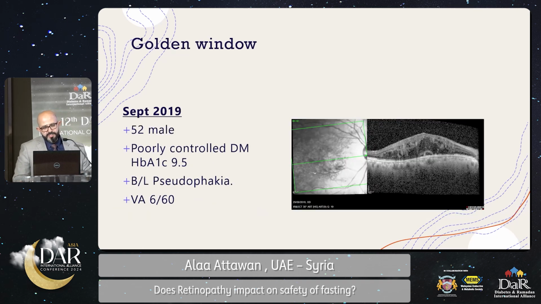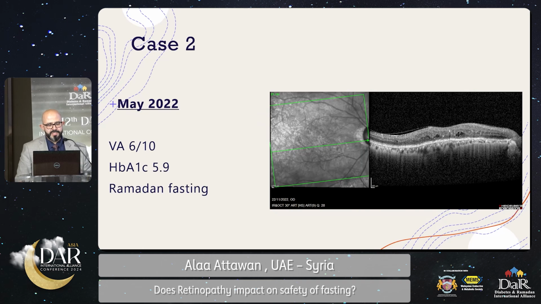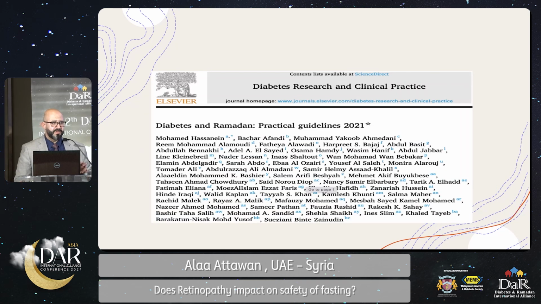So I saw the patient in September 2019. We discussed it. I gave him 3 months. He worked really hard. Vision started improving. Macular edema started improving. And then he continued on the intermittent fasting. During the first 3 months I saw him, it was the Ramadan period, so he also fasted Ramadan, and that gave a bit of a positive effect as well. And his macular edema fully resolved.